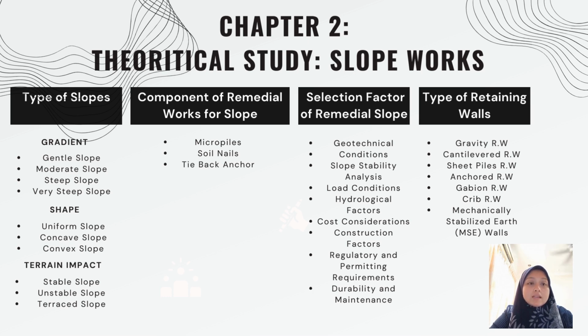The tie-back anchor: a reinforced concrete tie-back wall is a type of retaining wall that uses reinforced concrete to hold back soil and provide stability. The wall is tied back into the soil or rock behind it with the anchor.